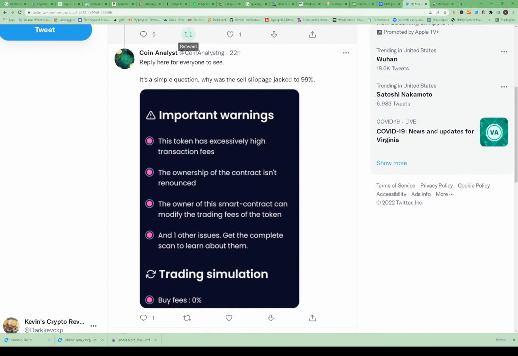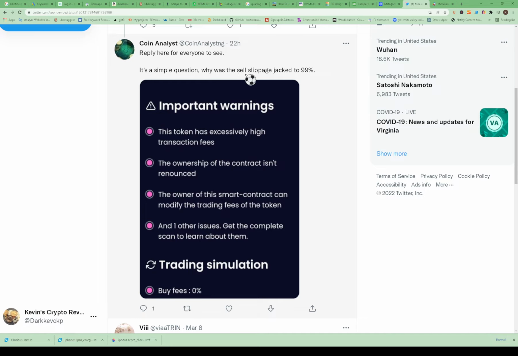All right. So somebody says, it's a simple question. Why was the sell slippage jacked to 99%? It says this token has excessively high transaction fees. The ownership of the contract isn't renounced. The owner of this smart contract can modify the trading fees of the token, which that's what it seems like they just did. And it says one other issue.